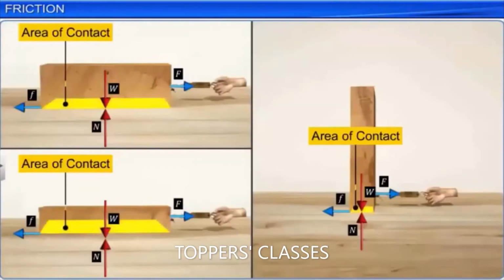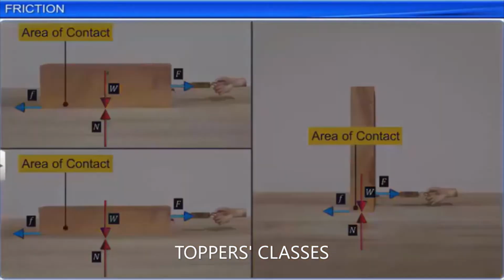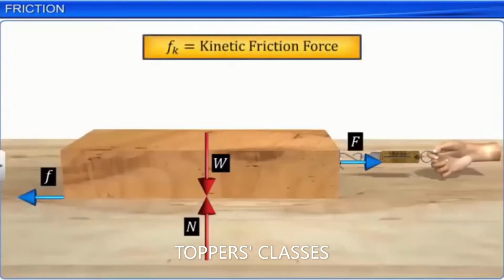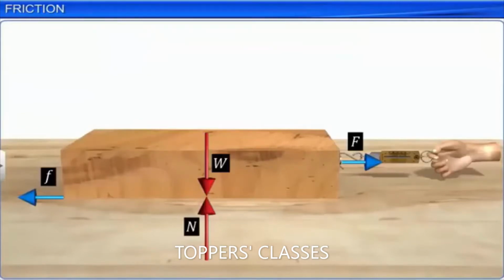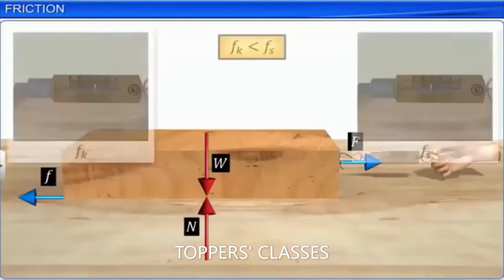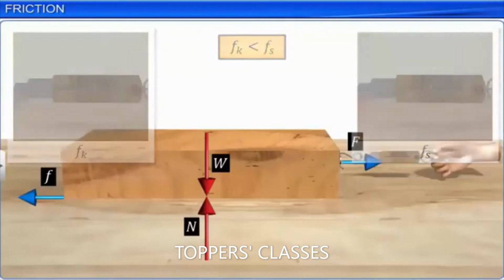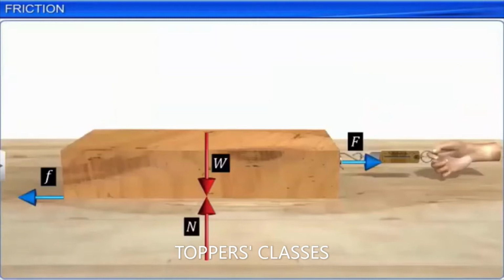When the block actually starts moving, the frictional force experienced by the block is known as the kinetic friction force. The kinetic frictional force is always slightly less than the static limiting frictional force. From the results of this experiment, we can arrive at an empirical relationship between normal reaction and limiting frictional force.